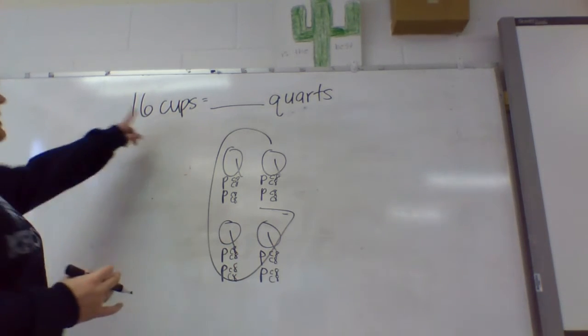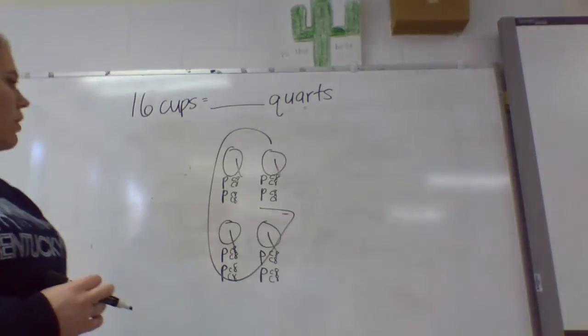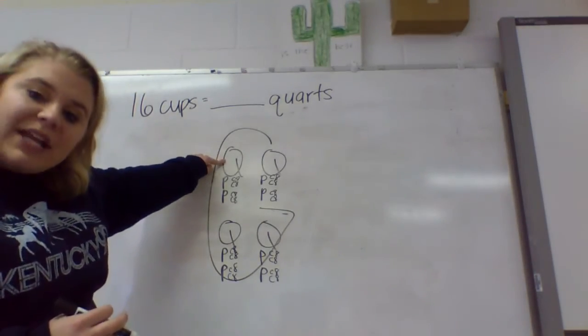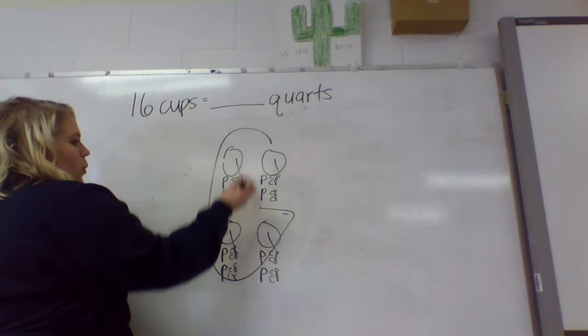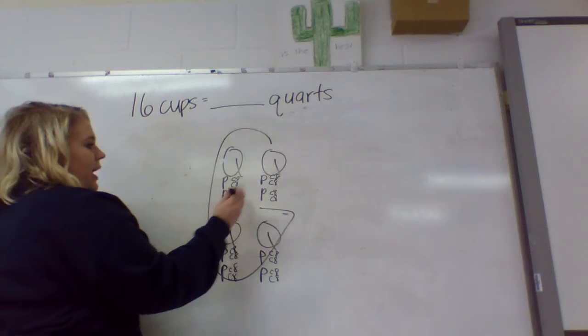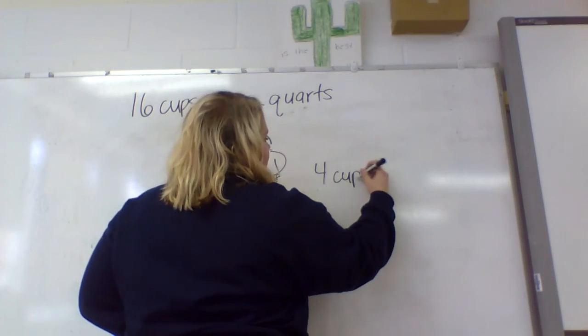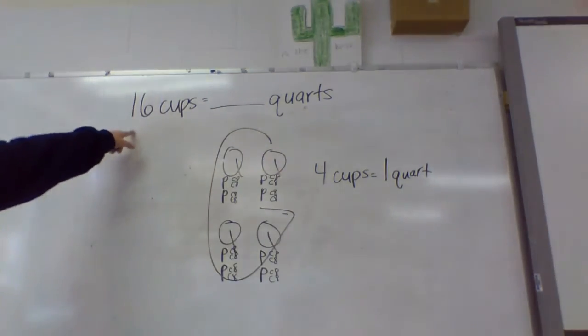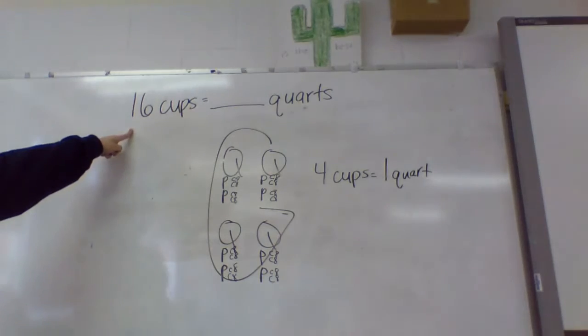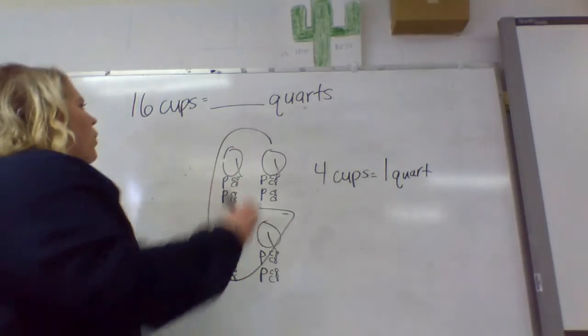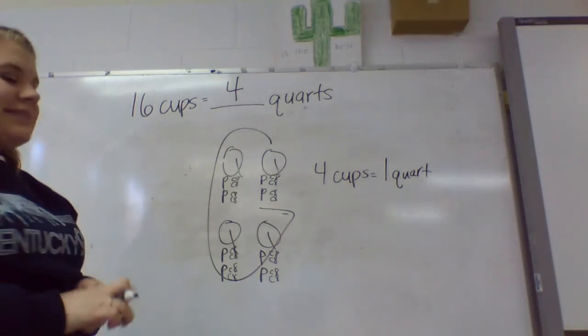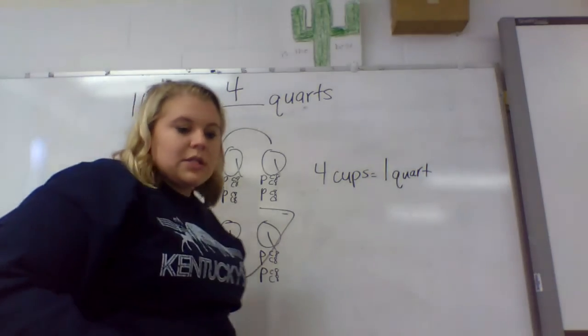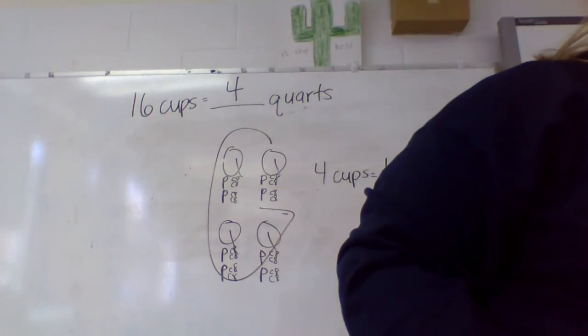So 16 cups is how many quarts? Well, let's look in 1 quart. How many cups are there in 1 quart? So in this 1 queen, with this 1 quart, there's 1, 2, 3, 4. So 4 cups equals 1 quart. So I have 16 cups. Well, 4 times what equals 16? That's 4 times 4. That would mean there's 16 cups, which is 4 quarts. So you are going to have your conversion tables to be able to solve these problems.